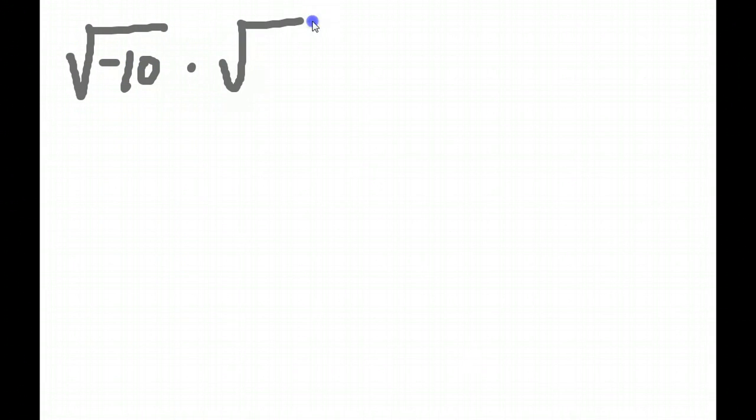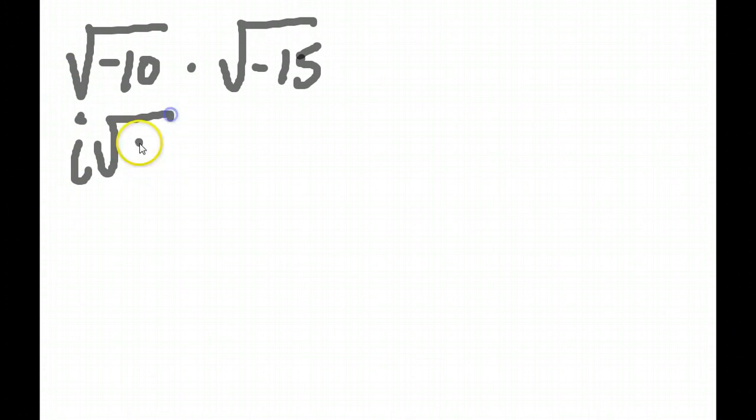So what happens if we have negative numbers under the radical that we are multiplying? For example, square root of negative 10 times the square root of negative 15. Let's pull out everything we can from underneath the radical. So square root of negative 10, the only thing we can pull out of that is a negative 1, which becomes an i. So then we have i square root of 10 times, and again we have a negative 15 under the radical, so we have i square root of 15.